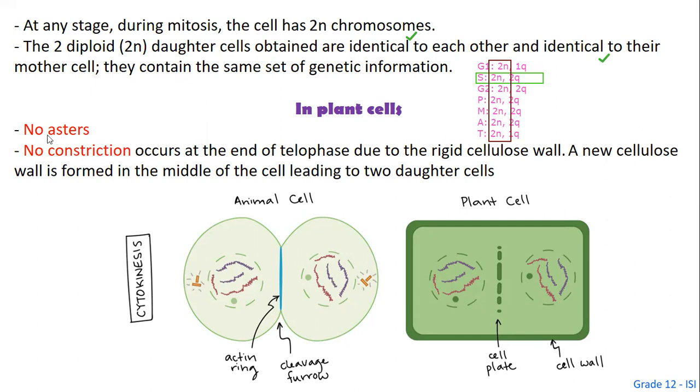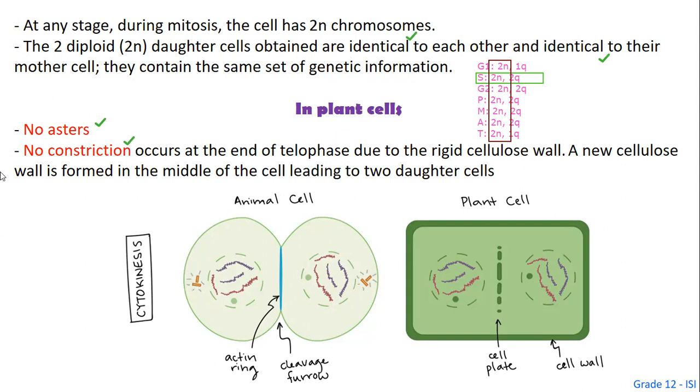Now, mitosis happens in cells of animals and also cells of plants. There are little differences between mitosis of plants and mitosis in animals. This is because plants have no asters in their cells, so no asters in mitosis of plants, and also there is no cleavage furrow. We cannot split the cytoplasmic membrane.